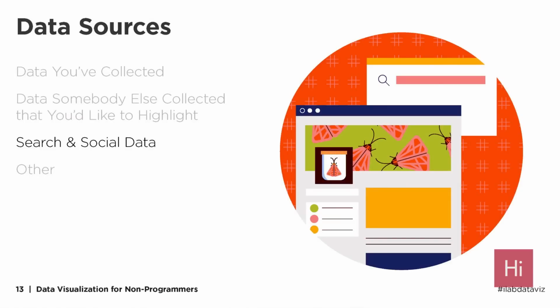The third type is search and social. This, again, is really common among our clients. So Google search interest, for instance, is kind of its own thing that really tells a lot about what the average Joe is thinking about and wanting to learn more about. Social data, similarly, we can find out what people like and what people are talking about. So this kind of data can be really helpful for you in your visualizations.